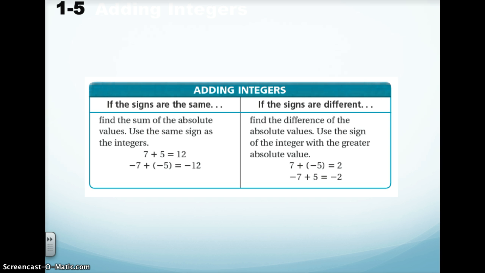If the signs are different, you're really doing some subtraction. You find the difference between the two numbers and use the sign of the greater absolute value. So if we're dealing with 7 and 5, whatever sign is with the number 7 will be the sign that goes with the answer. So in the first one, where it's 7 plus -5 equals 2, that would be positive because 7 is positive. And with -7 plus 5 equals -2, it's negative because the 7 is negative.